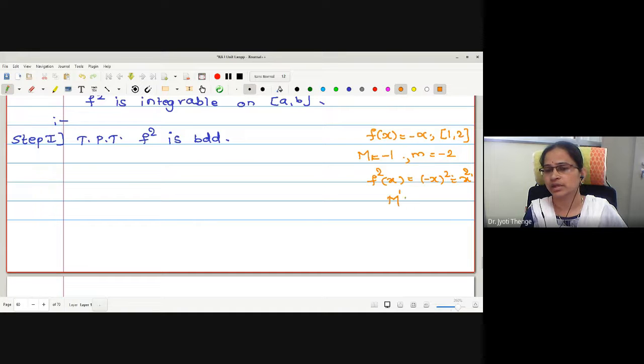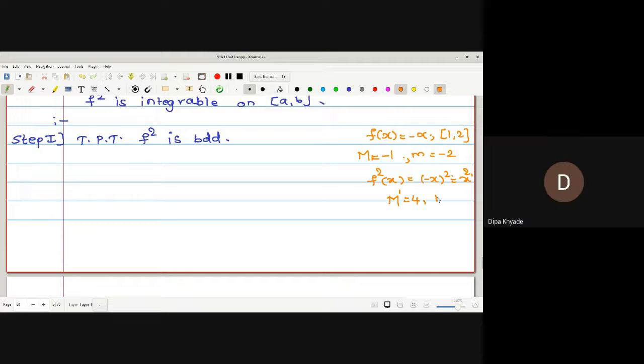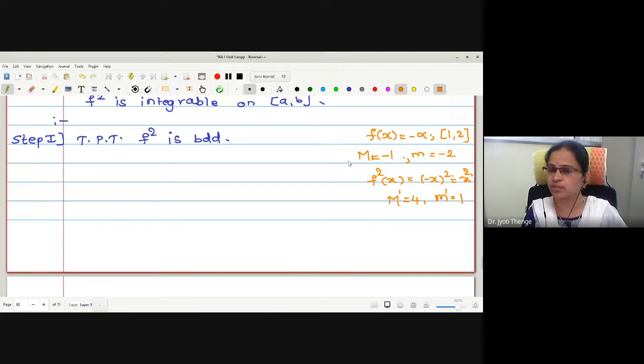Then what about the bounds? M dash is 4 and small m dash is 1. Okay. Can you relate their bounds directly as M dash is capital M square? No. Correct na? Because it is reverse actually. If you take the square of infima, it becomes a suprema. If you take the square of suprema, it becomes the infima. Why? Because of the negative values of the given function.